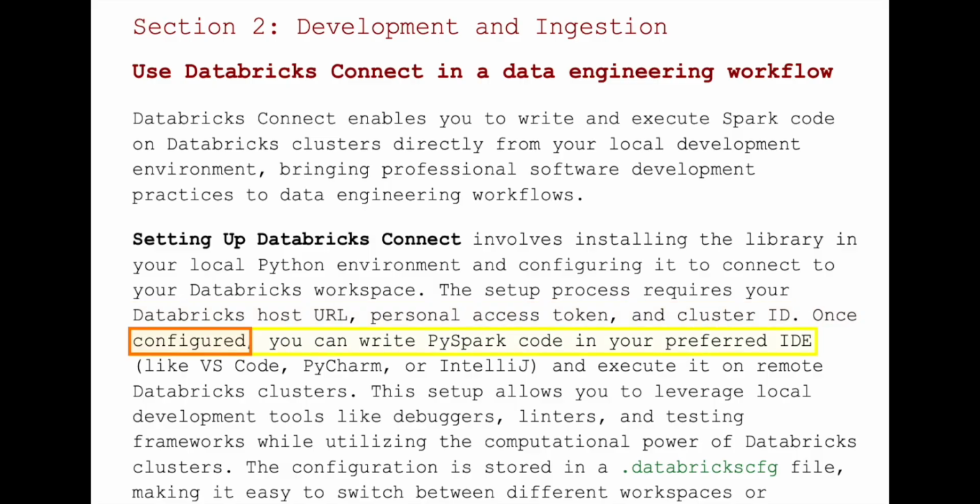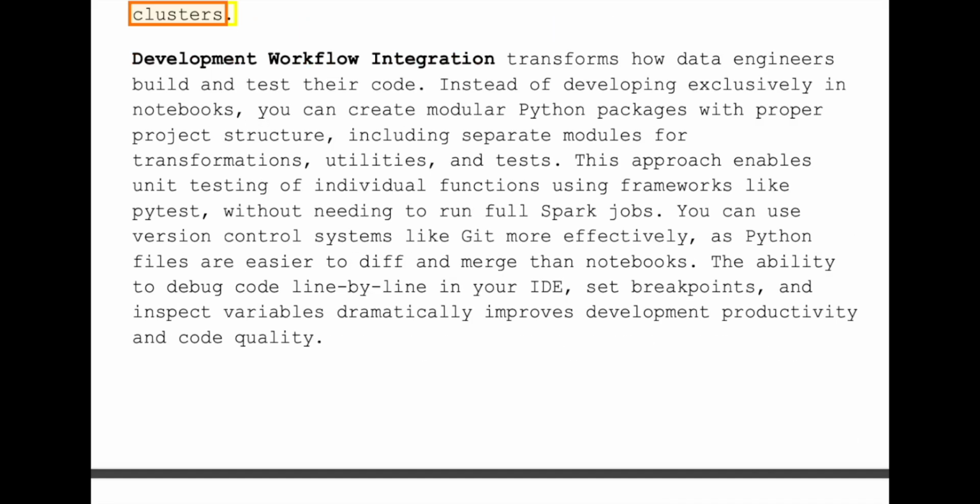Once configured, you can write PySpark code in your preferred IDE, like VS Code, PyCharm, or IntelliJ, and execute it on remote Databricks clusters. This setup allows you to leverage local development tools like debuggers, linters, and testing frameworks while utilizing the computational power of Databricks clusters. The configuration is stored in a .databrickscfg file, making it easy to switch between different workspaces or clusters.